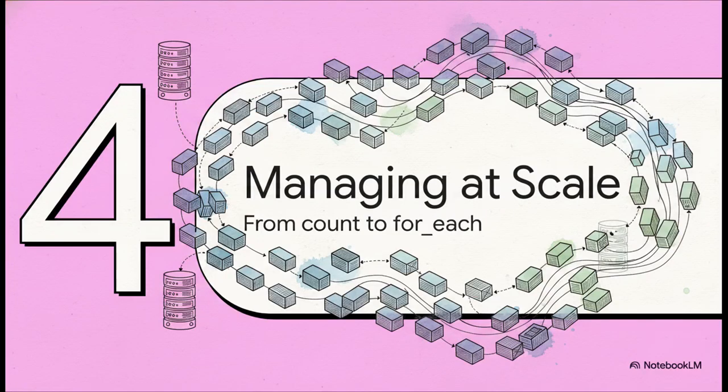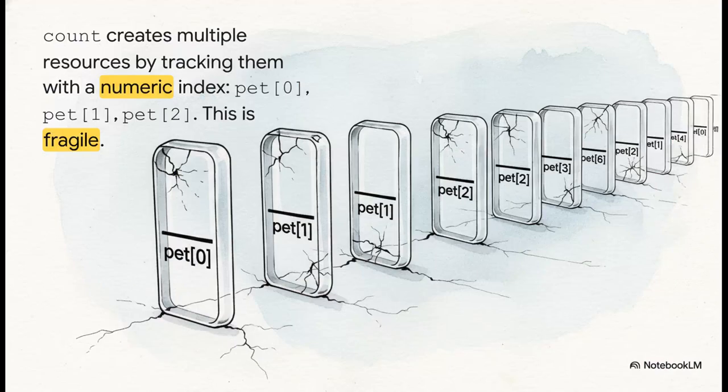Okay, let's talk about scale. Because making one thing is easy. But what happens when you need to make hundreds? You can't just copy and paste resource blocks all day. You need a better way. For the longest time, the go-to tool for this was count. You'd give it a number, it would loop that many times, and it would keep track of everything by its position. You know, index 0, index 1, index 2, and so on.